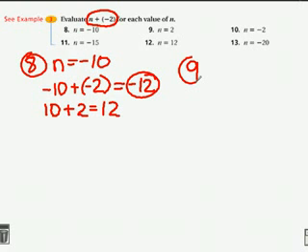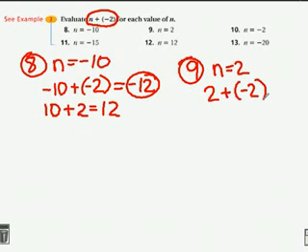Okay, number 9, we have 2 being our n, so n equals 2. And it's 2 plus negative 2. Okay, we have opposite signs, so we have to find the difference. 2 minus 2 equals 0.